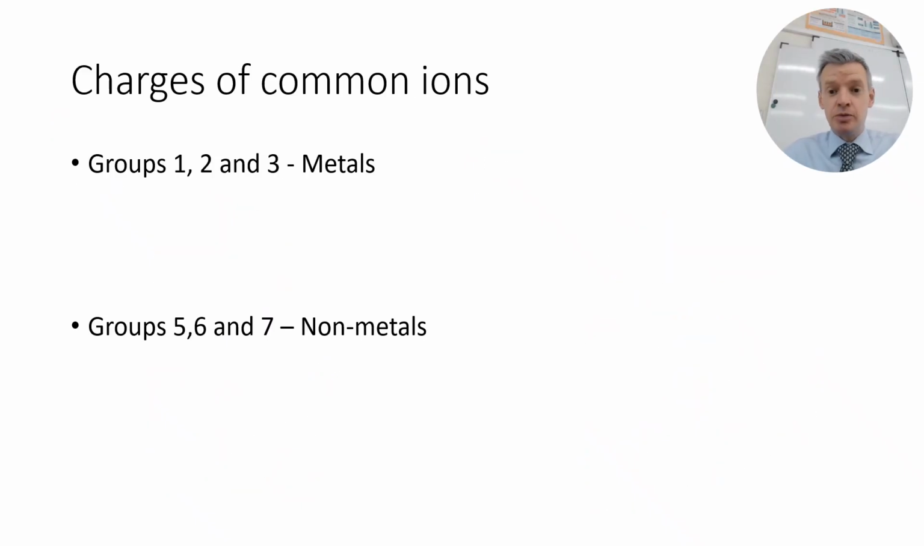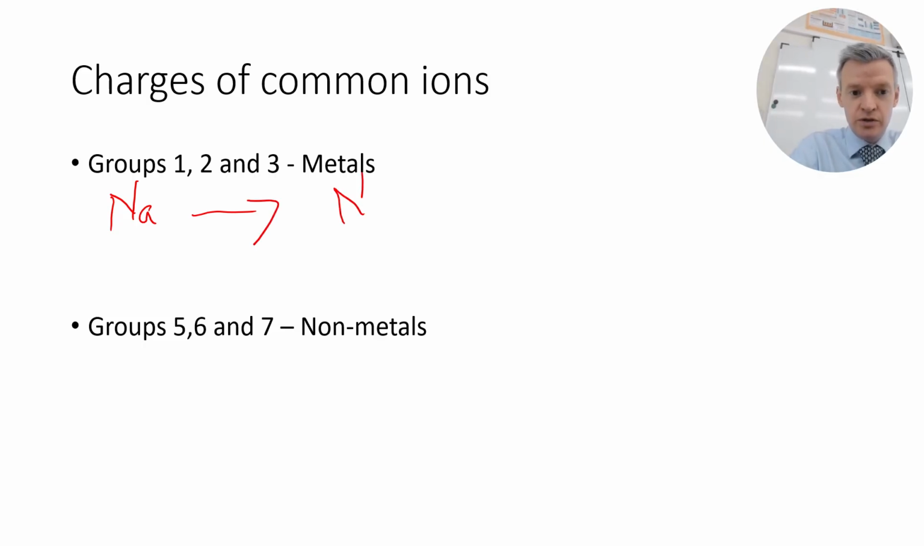So when you start looking at the periodic table, you should recognize that there are patterns for charges of different ions. So in groups 1, 2, and 3, we tend to have metals, and we have non-metals in groups 5, 6, and 7. So just to give you an example, I've got sodium in group 1. All of the elements in group 1 have 1 electron in their outer shell. And to form ions, they will lose that 1 electron. So sodium atoms become sodium ions. So anything in group 1 has a charge of +1. So sodium, potassium, rubidium, and so on.